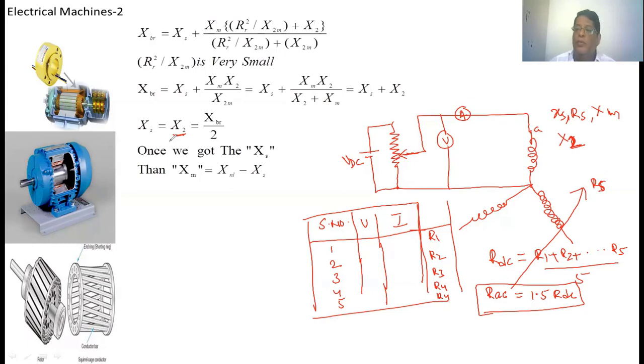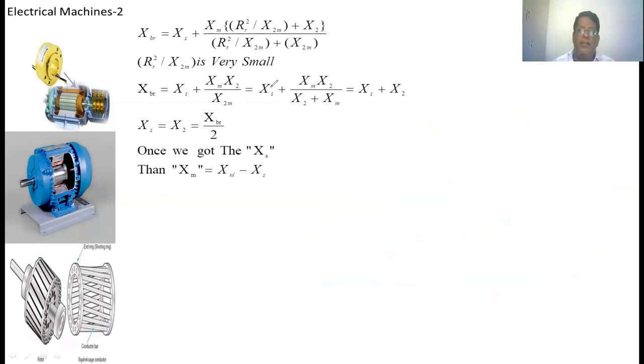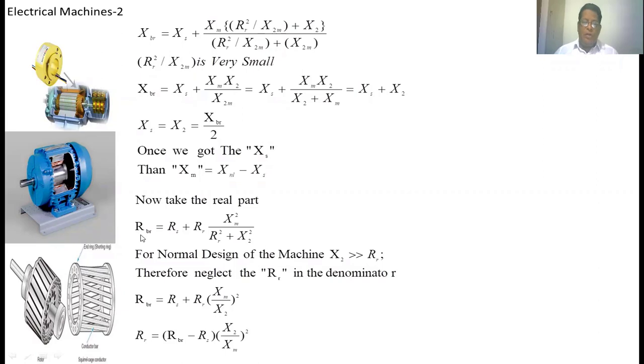Now we are going to calculate one more parameter, the rotor resistance. To find the rotor resistance, we equate the real part of the above equation. The per phase resistance of the induction motor during the block rotor test, RBR, equals RS plus RR into XM square by RR square plus X2 square. In normal design of the machine, X2 is far greater than RR, so in the denominator we neglect the value of the rotor resistance. So the above equation reduces to RBR equal to RS plus RR into XM by X2, whole square. Now the unknown parameter here is RR.